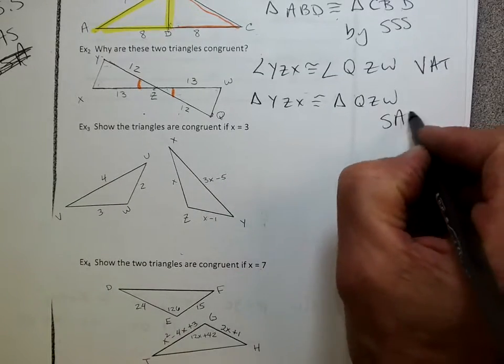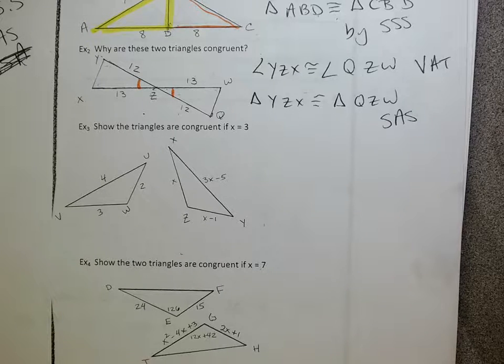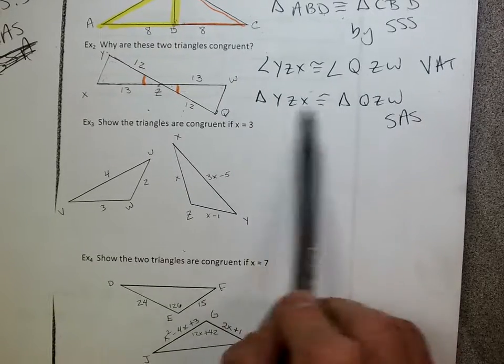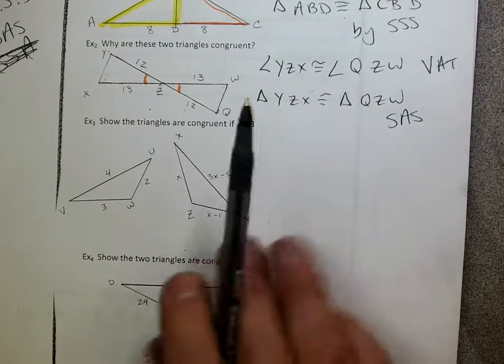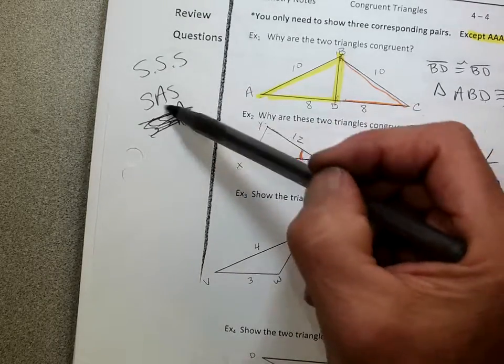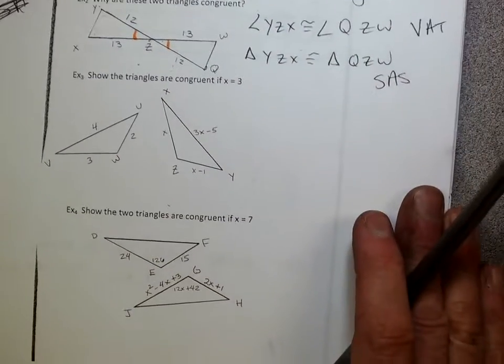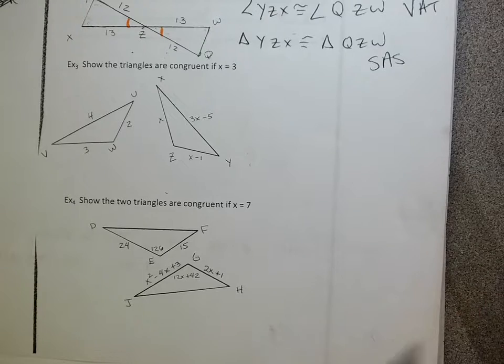By SAS. So when you say the triangles are congruent, you have to say either one of those: side, side, side, or side, angle, side. I'll say it again. When you make the statement that the triangles are congruent, you have to use one of these two. Those are the reasons, okay? All right? Number 3. Show the triangles are congruent if x equals 3.